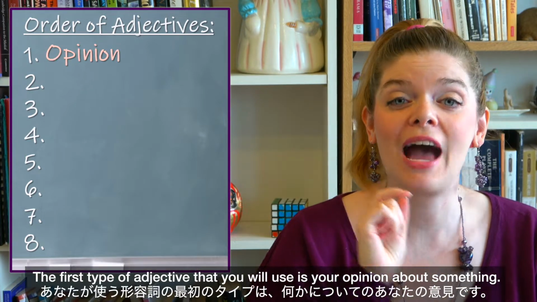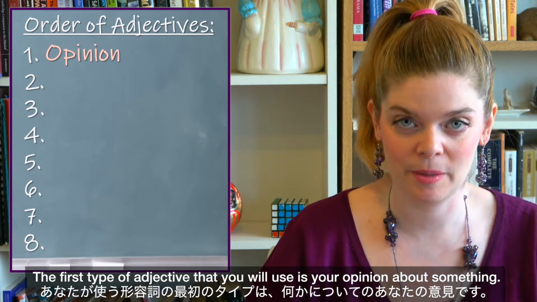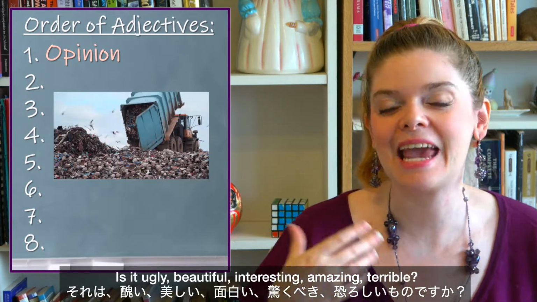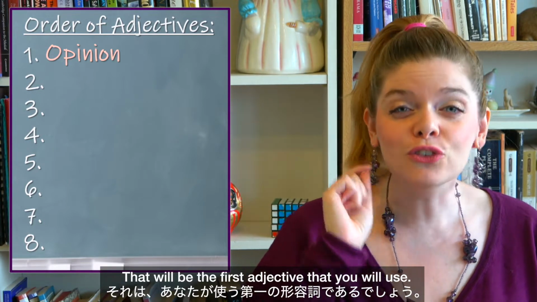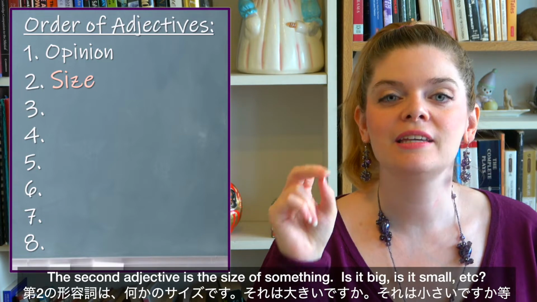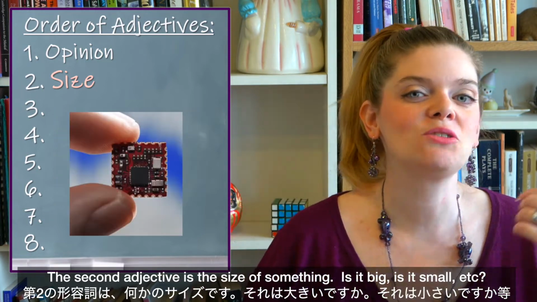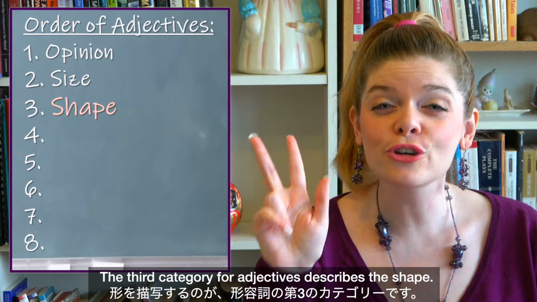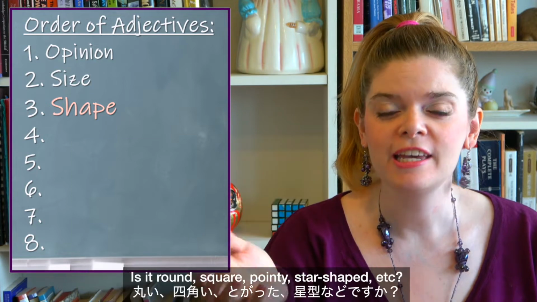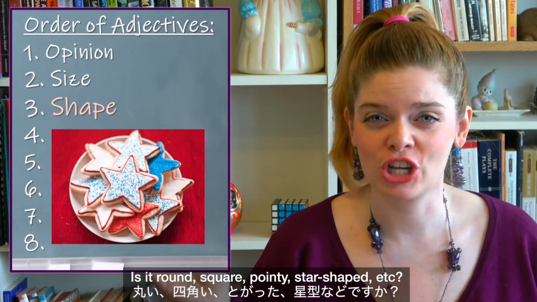The first type of adjective that you will use is your opinion about something. Is it ugly, beautiful, interesting, amazing, terrible? That will be the first adjective that you use. The second adjective is the size of something. Is it big? Is it small? Etc. The third category for adjectives describes the shape. Is it round, square, pointy, star-shaped, etc.